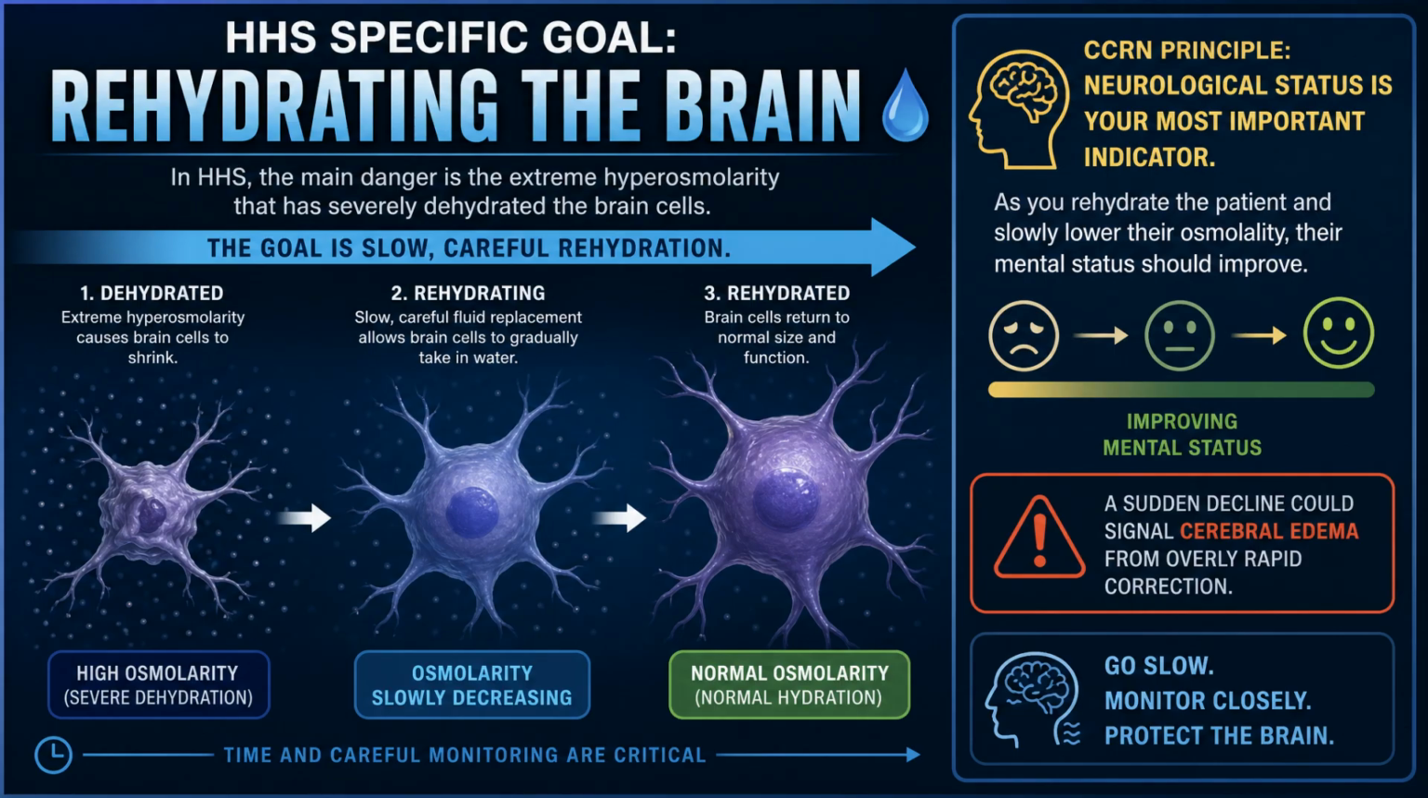For HHS, the specific goal is to safely rehydrate the brain. The extreme hyperosmolarity has pulled water out of the brain cells, causing them to shrink. This is why you see severe neurological symptoms. Your most important monitoring tool is the patient's mental status. As you slowly rehydrate them, their neurostatus should improve. If it suddenly worsens, you must be concerned about cerebral edema from correcting them too quickly.